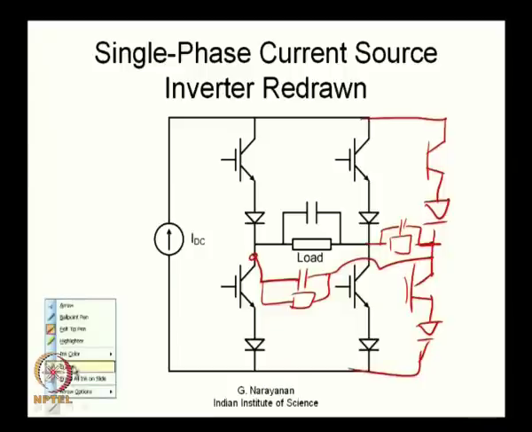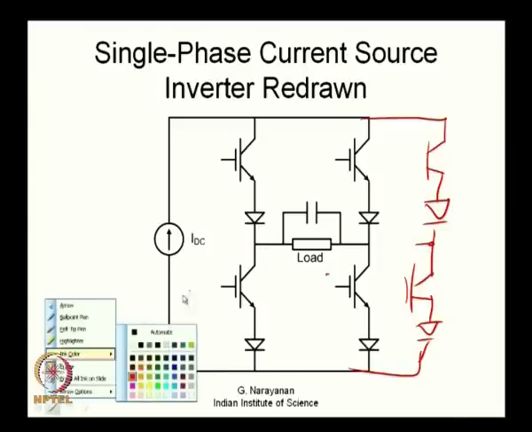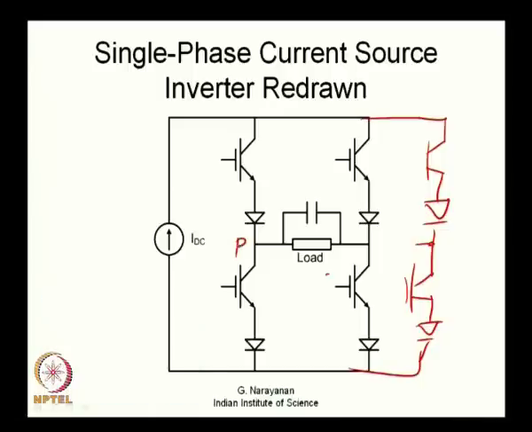Let me erase these load parts. So, these are essentially the 3 terminals. This would be called your terminal, let us say R, this would become your terminal Y, this will become your terminal B. So, this is a 3-phase current source inverter. As I mentioned here, thyristor is a natural choice for doing it. So, let us just summarize.